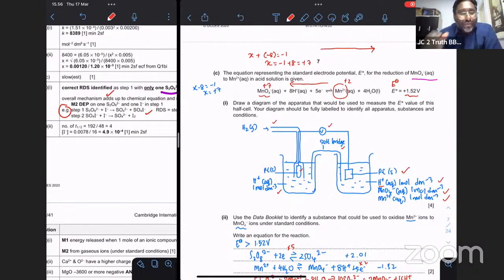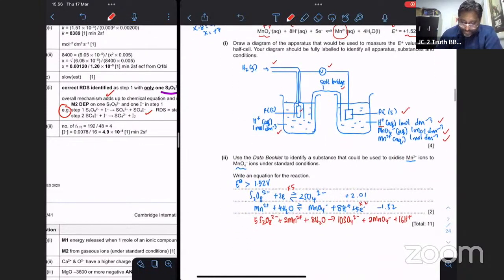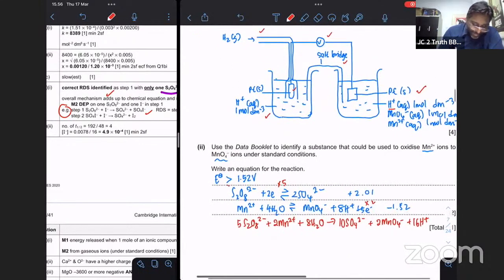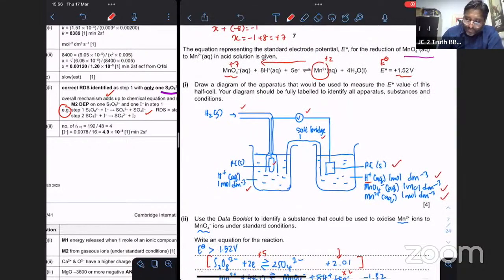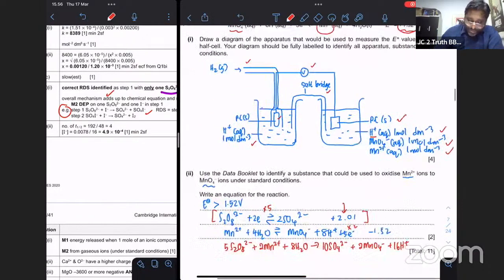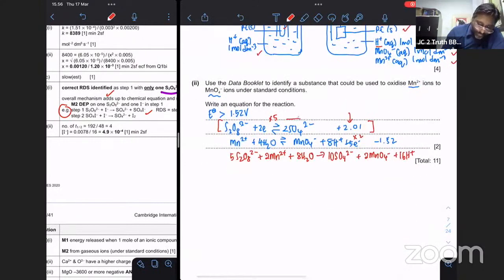So you go and look at the data booklet. I have looked at the data booklet and I've selected this one. Maybe you just go through and see which one is suitable, but I have found that this one is 2.01, and I'm selecting this. You see 2.01 is greater, or more positive, than 1.52. I know that this is going to go forward and this is going to go backward.